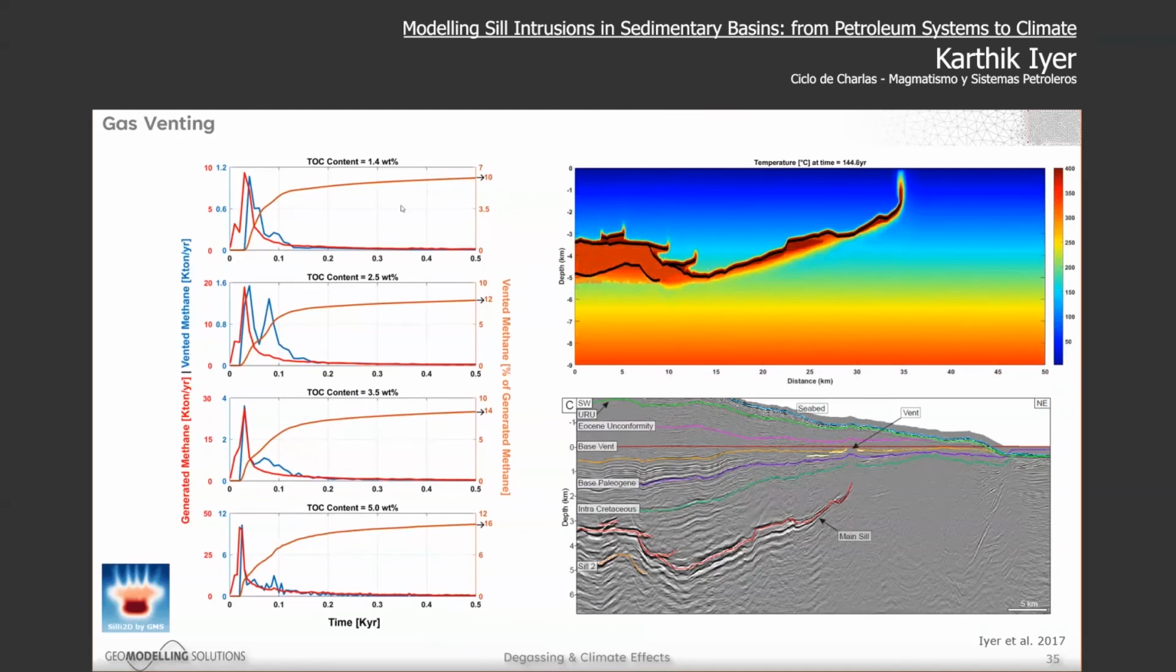And this is a plot, you don't really have to pay attention to it. But what it says is that, depending on how much TOC is present there, the more explosive it gets if there's more gas generated, and the more of the gas that is generated here can then be vented out. So it goes from around 10 to 16% of the total gas generated that can be expelled out of the system through one single vent. That's one single vent.